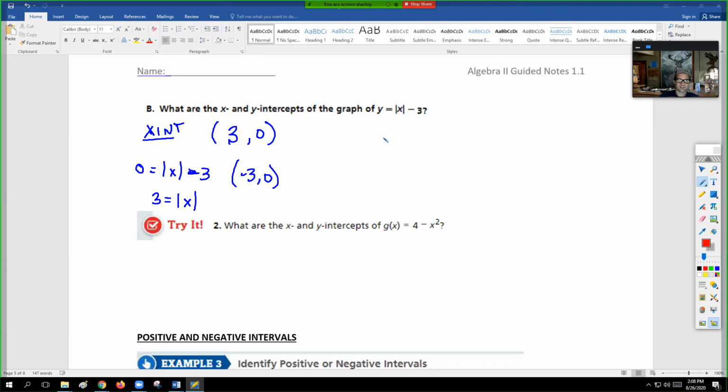Now the y-intercept is always a lot easier. The y-intercept is always at 0 comma something. So when x equals 0, what do we get for y? When y equals the absolute value of 0 minus 3, the absolute value of 0 is 0. What's 0 minus 3? -3, and that's the only possible answer. So let's actually graph this one to double check our work. We have 3, 0; -3, 0; and then 0, -3.